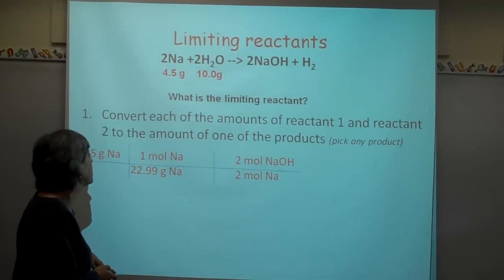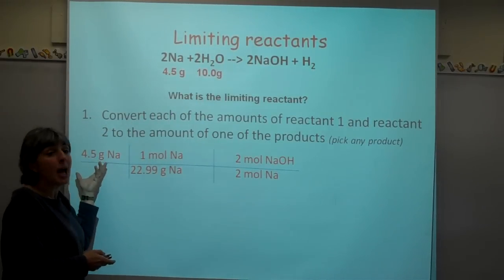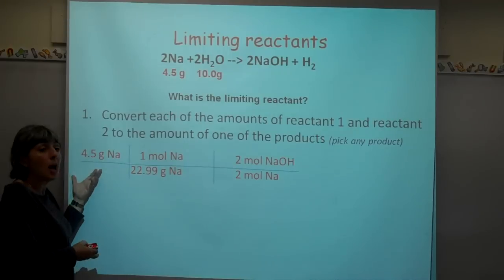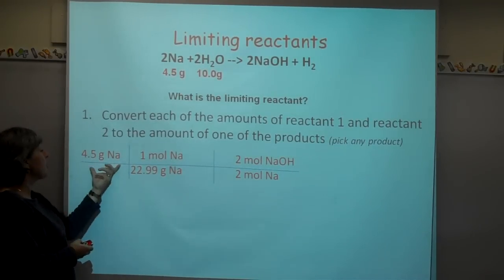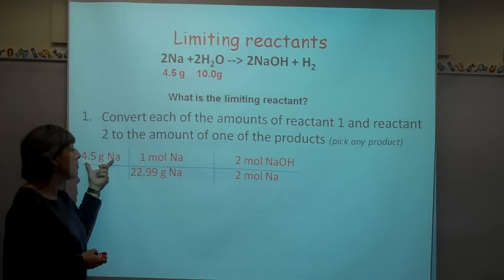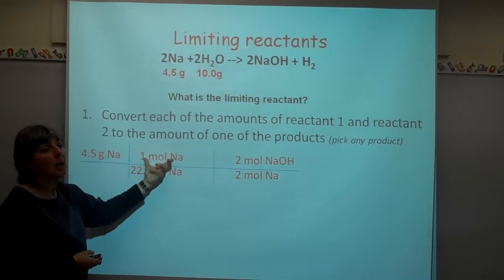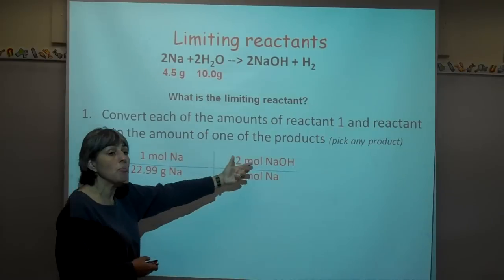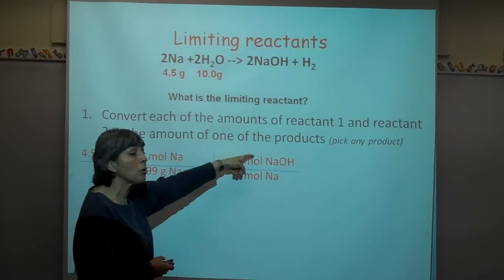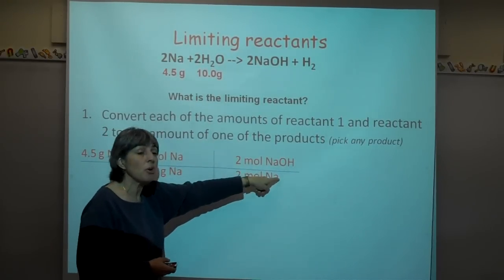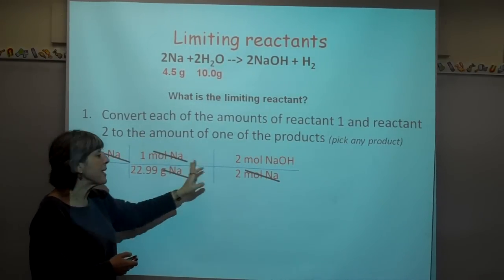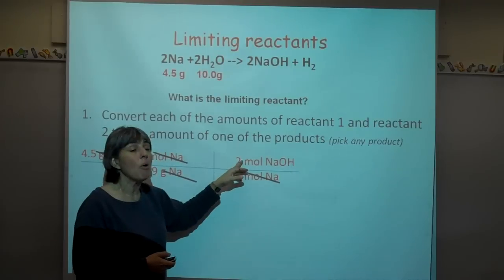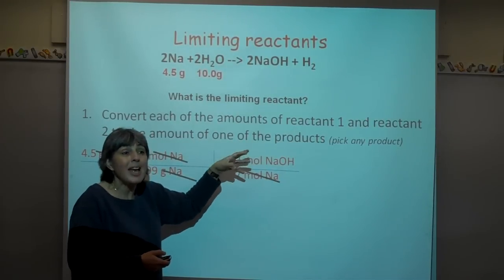the limiting reactant. So I'm going to set up the same type of conversion that I usually set up for how much I can get if I start off with 4.5 grams of sodium. Okay? I am going to do the molar mass to convert it to moles, and I'm going to do a molar ratio to go from moles of sodium to moles of NaOH. Okay? When everything cancels out, I'm left with the moles of NaOH, which is what I want to know.